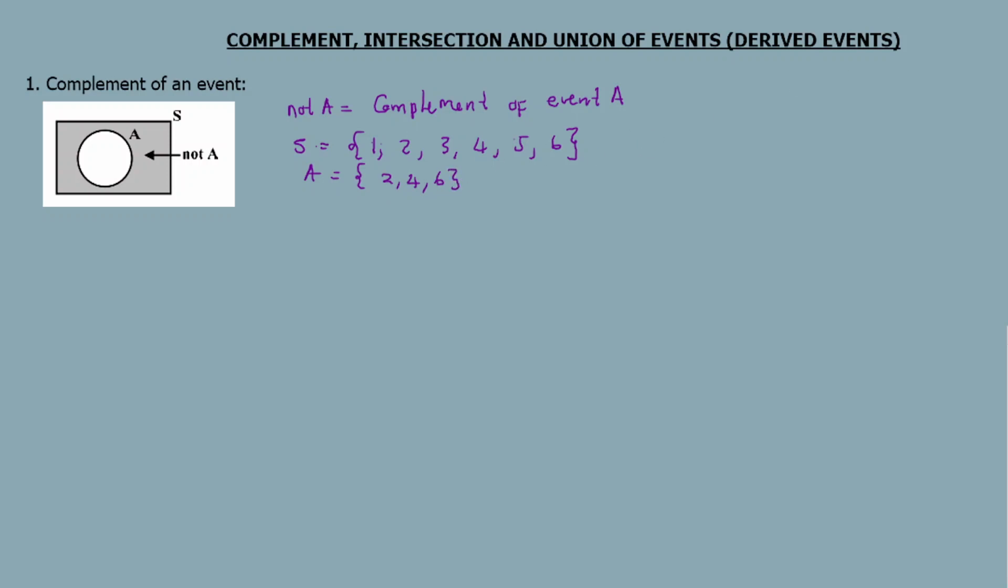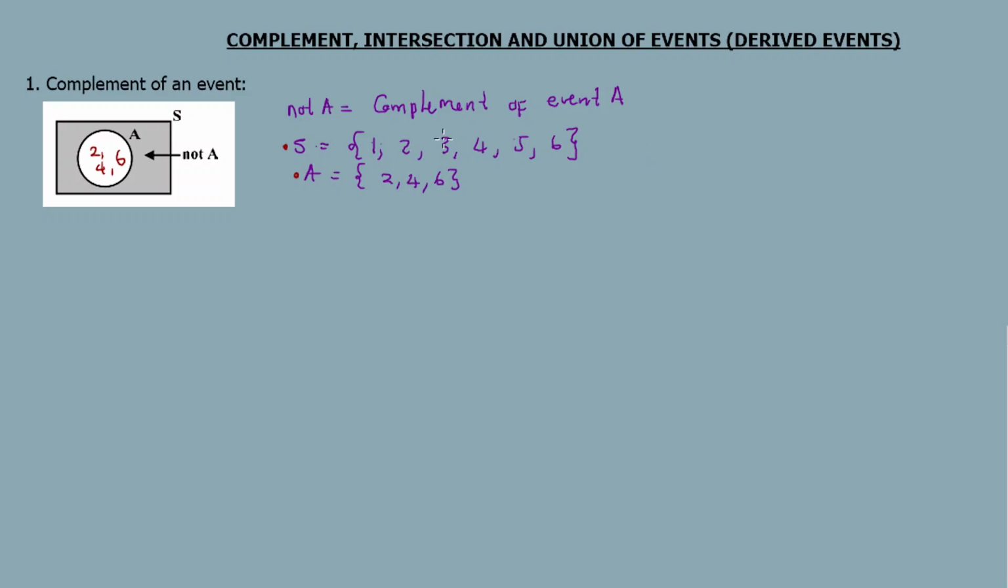Now let's take it up a notch. We can't have another event here. So in our example, A is the event whenever the dice lands on an even number. The sample space is 1 all the way up to 6. So our A is 2, 4, 6, right? And then not A is all the other numbers.